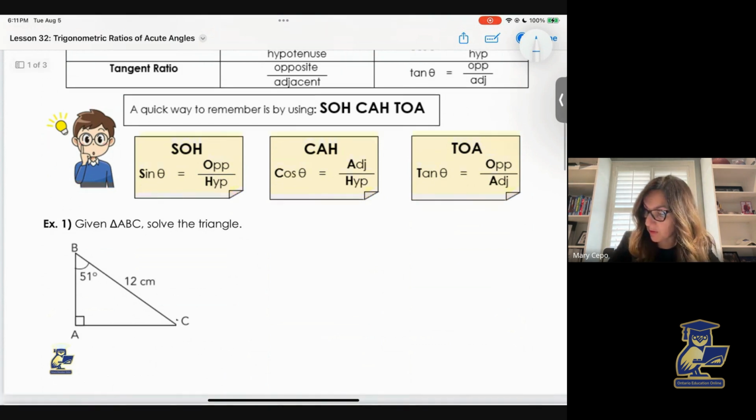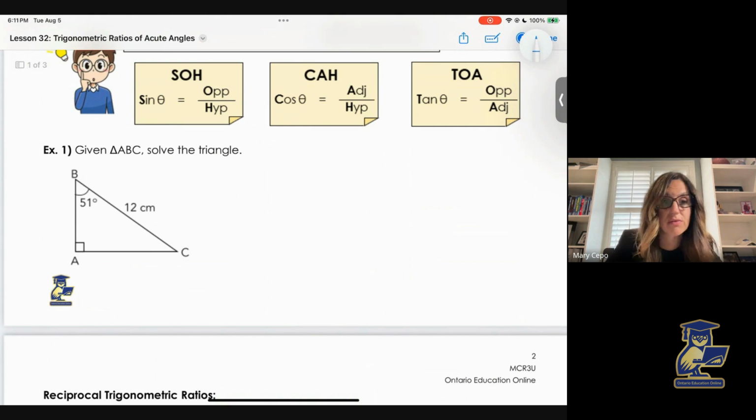So in example 1, we're given triangle ABC. We're going to solve the triangle. Now again, we don't start solving anything until we label everything properly. So there's my 90 degrees, so we know this is going to be my hypotenuse. Now the acute angle of 51 is given, so we're going to be labeling everything according to that angle. So again, the opposite side would be side AC, and AB would be the adjacent side.